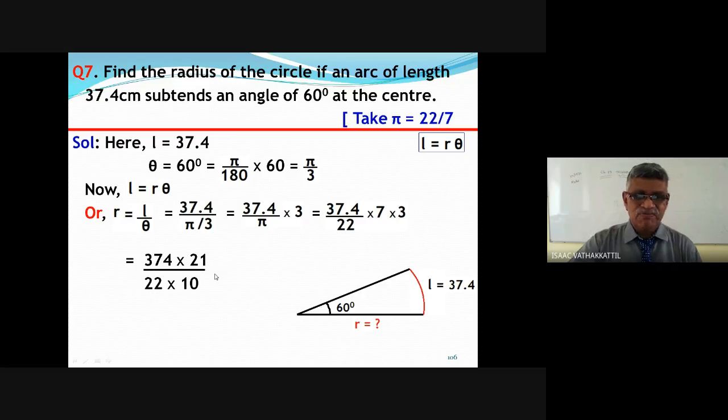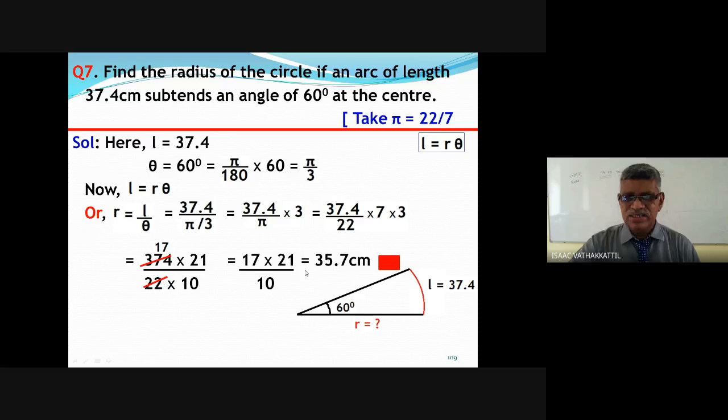So that is 374 into 21/22. 374 and 22 cancel, leaving 17. 7 into 21 upon 10 is the simplification. 35.4 is the radius. 35.4 is the radius of the circle.